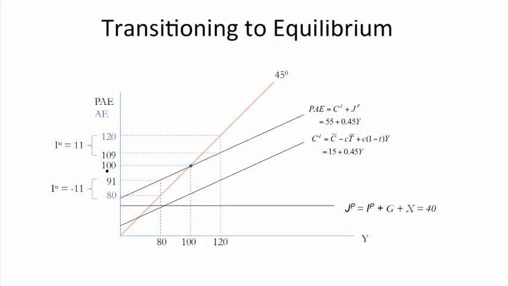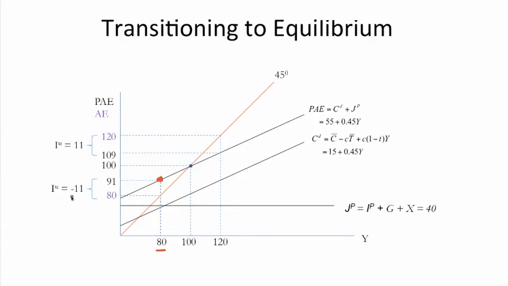It can work in the other direction as well. Suppose we have a situation where production is 80. Now, with production at 80, we have planned aggregate expenditure of 91, and we read that off the planned aggregate expenditure schedule. What we have here is a situation of underproduction. At an income level of 80, firms have produced less than what the economy sectors are planning to purchase.